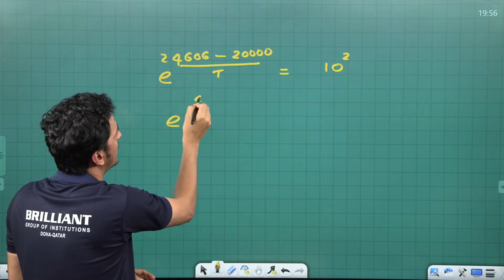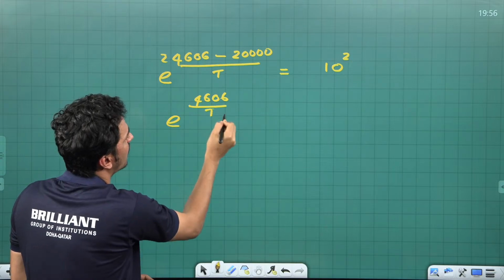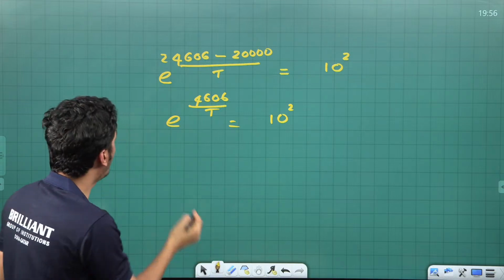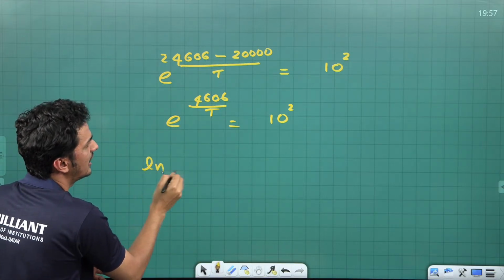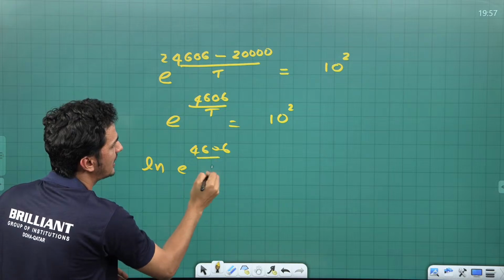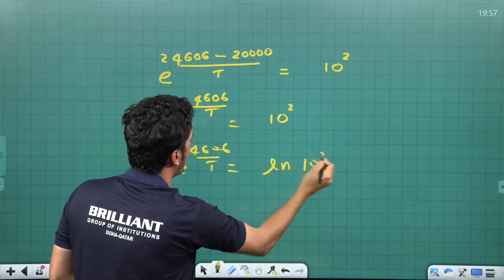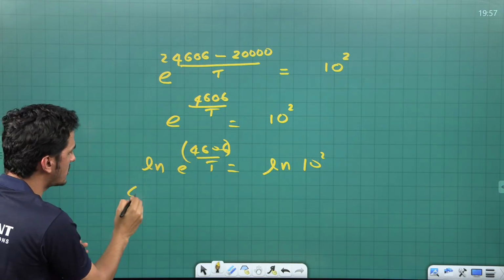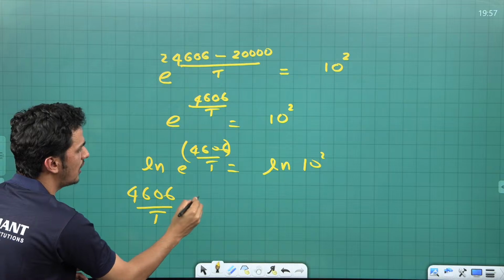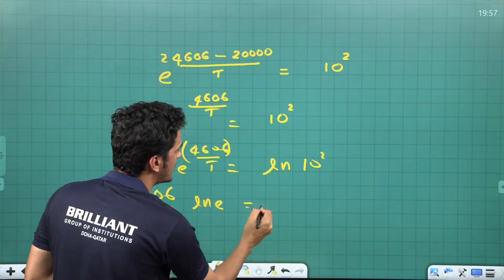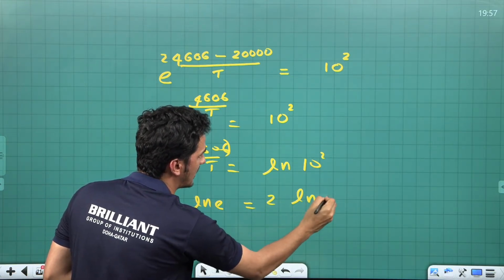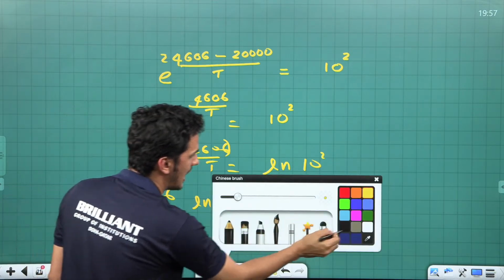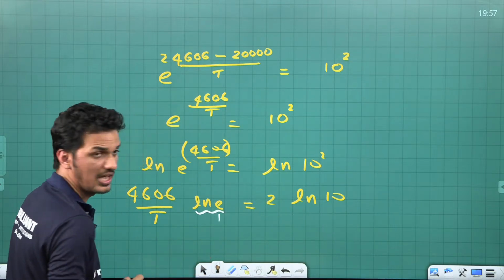So what is remaining? e raised to 4606 by T equal to 10 square. Now I am going to take natural logarithm on both sides. So ln e raised to 4606 by T equals ln 10 square. We know that the logarithm of a number raised to x means x will come out. So 4606 divided by T into ln e equals ln 10 square, which becomes 2 into ln 10. What is ln e, guys? ln e equals 1.